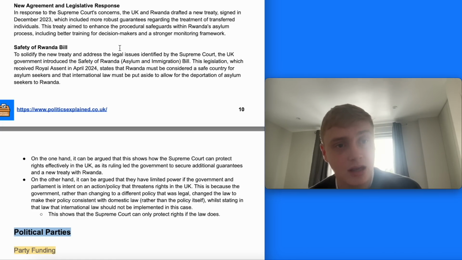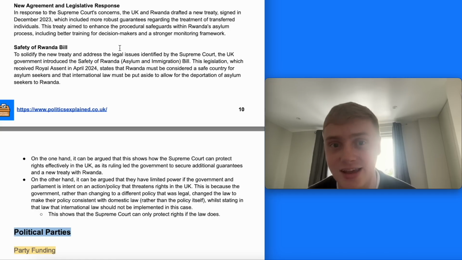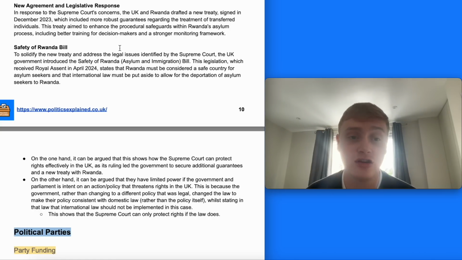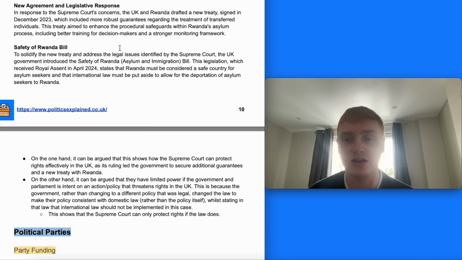In this case, they said that Rwanda is a safe country and that other law must be put aside. The chance of judicial review for individuals in this case was removed as well. So that can be seen as really going against rights in the UK.